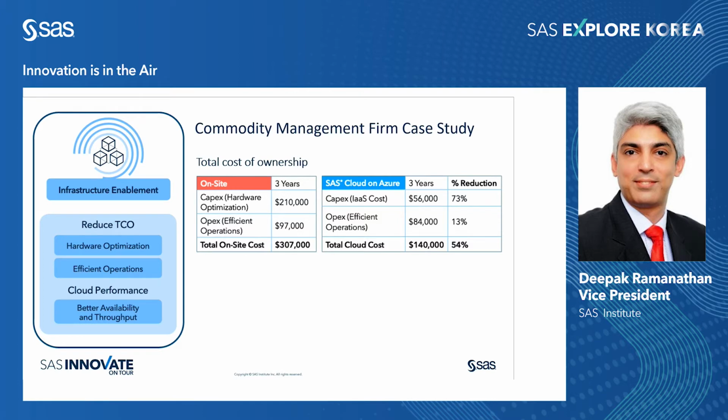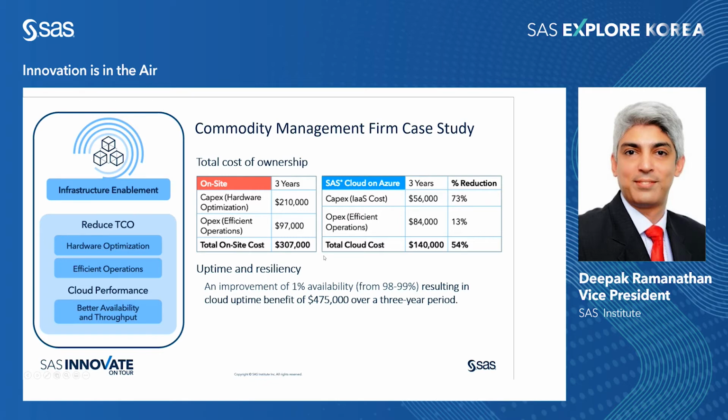That is a phenomenal savings, especially as we go into a world where we have higher levels of inflation, where cost of commodities are increasing, and more importantly, our ability to manage those costs becomes absolutely important. Additionally, in the same account, by way of uptime and resiliency, their service level or infrastructure uptime would increase from 98 to 99%.